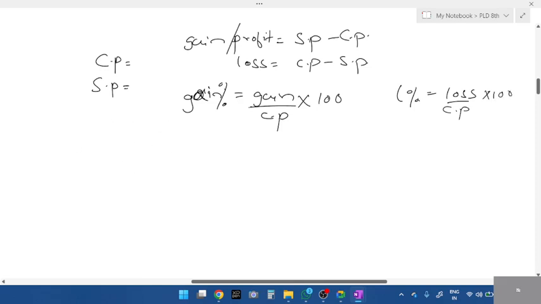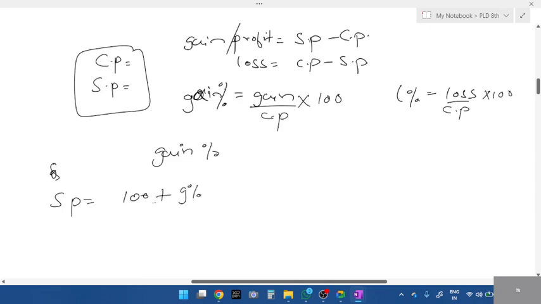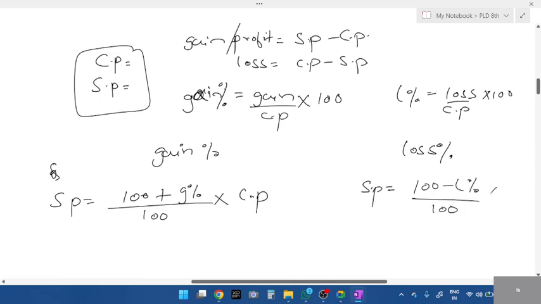Now, cost price and selling price. For cost price and selling price, do you have a direct formula? Till now, we don't have any direct formula, right? We didn't study direct formula. Now look here. Whenever gain percent is given, students, the formula for selling price is equals to 100 plus gain percent divided by 100 into cost price. Okay. When loss percent value is given, to find the direct selling price, remember this, 100 minus loss percent divided by 100 into cost price.